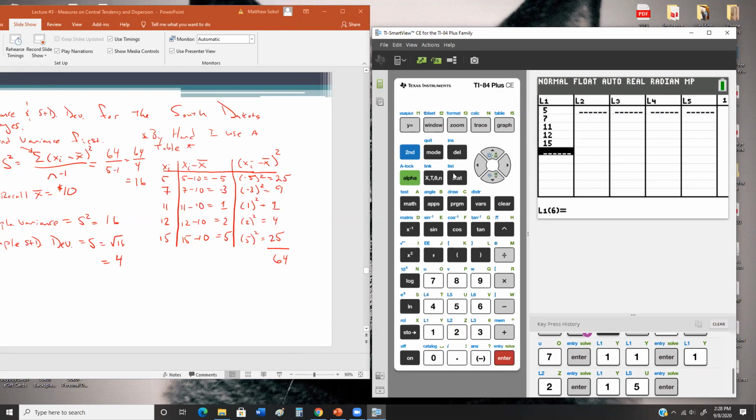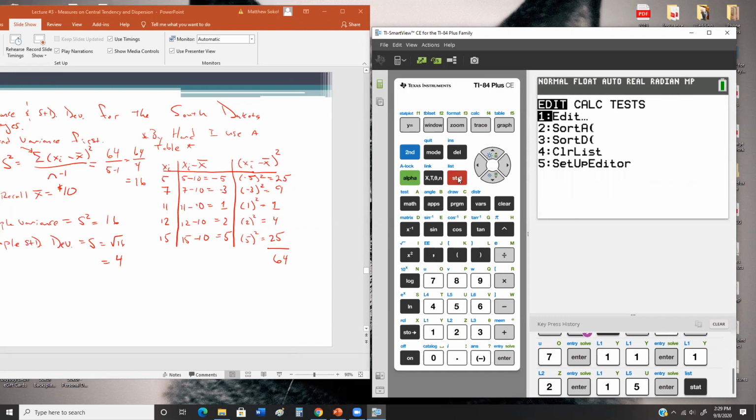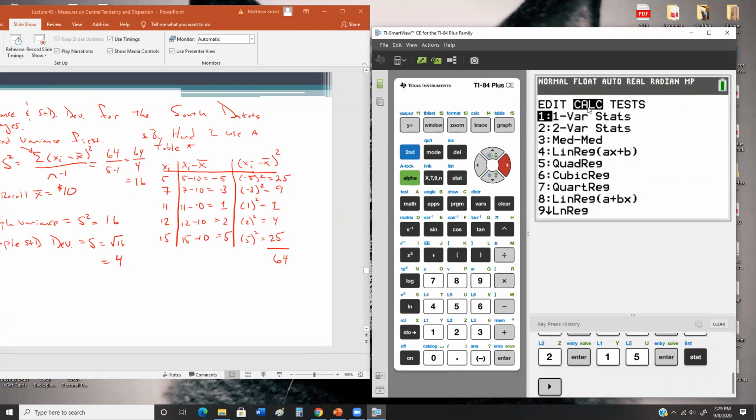What you hit next is the stat button again, okay? And now I want my calculator to do a calculation for me. So I'm gonna scroll over to calc. And I have one variable, okay? I had data on one variable, on income. So I want this thing called 1-Var Stats right here, okay? So under 1-Var Stats, I'm gonna hit enter.